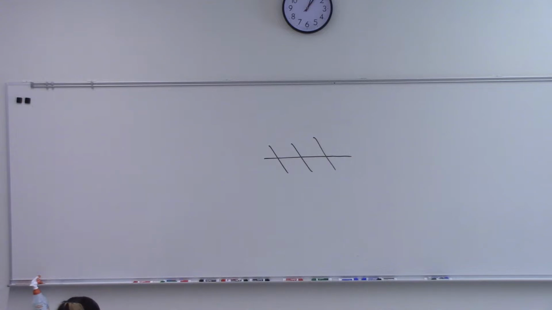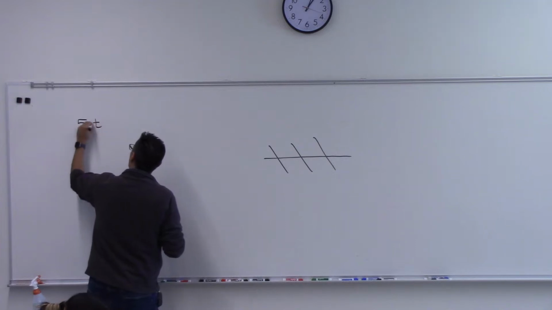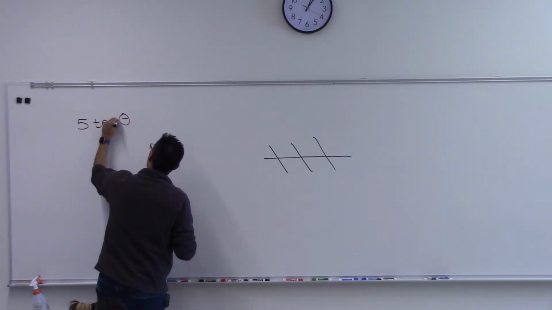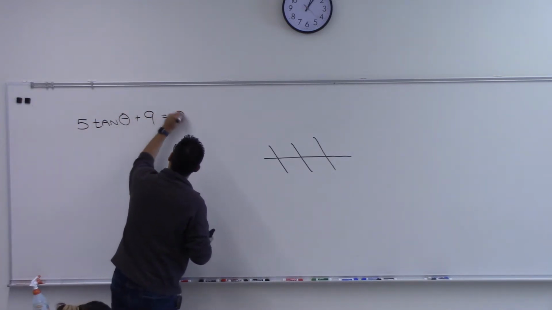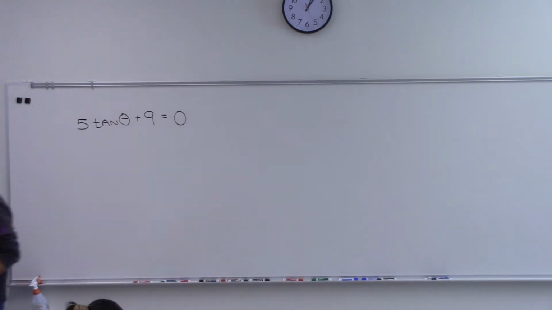57. 5 tan theta plus 9 equals 0. Use a calculator. Solving this trig equation. This is number 20. Wait, did you say 20? No, 57. I'm doing the right one?